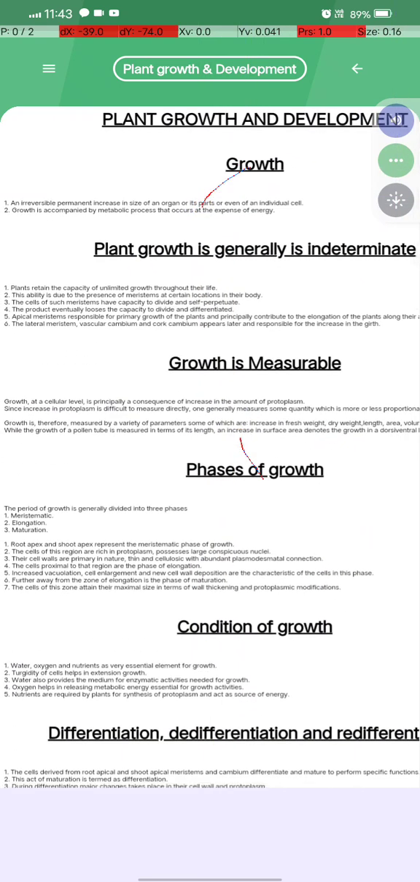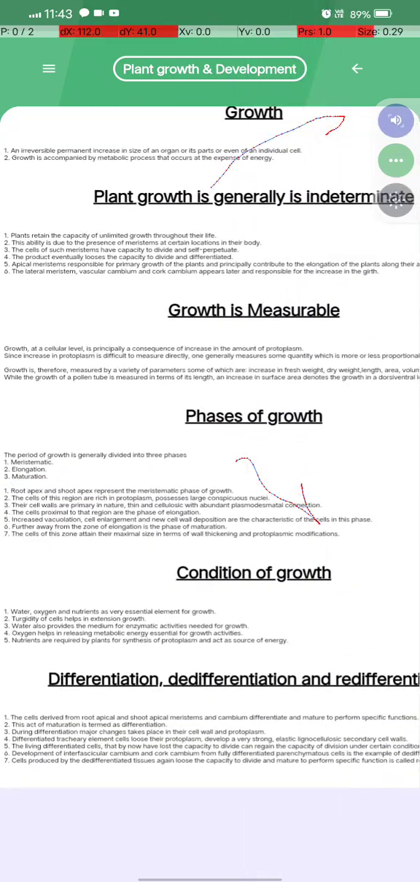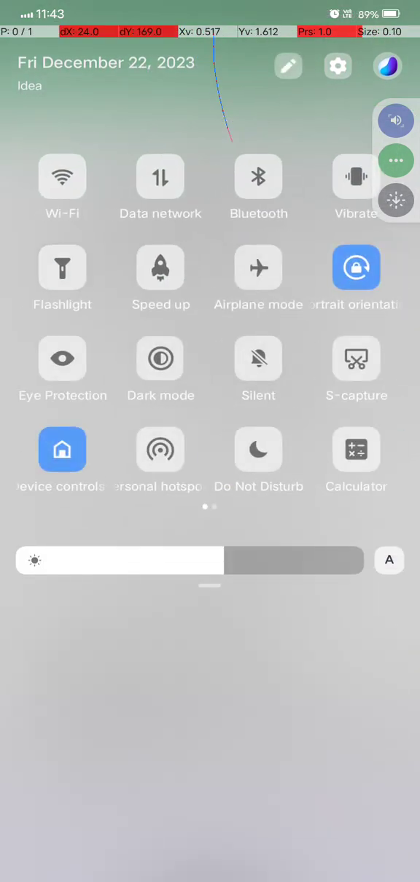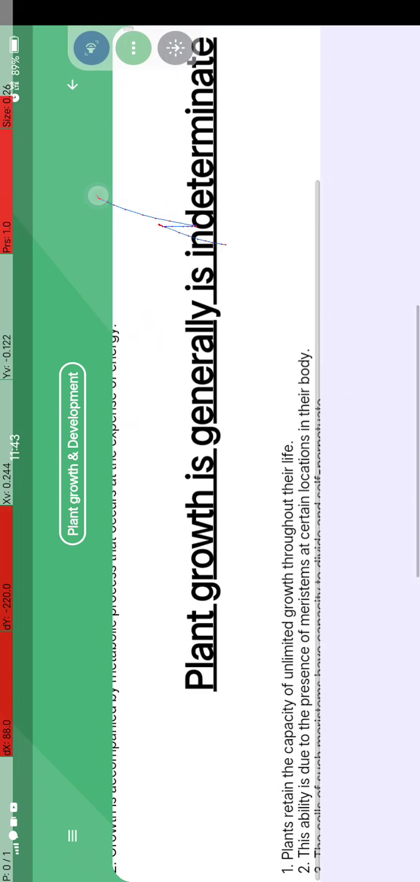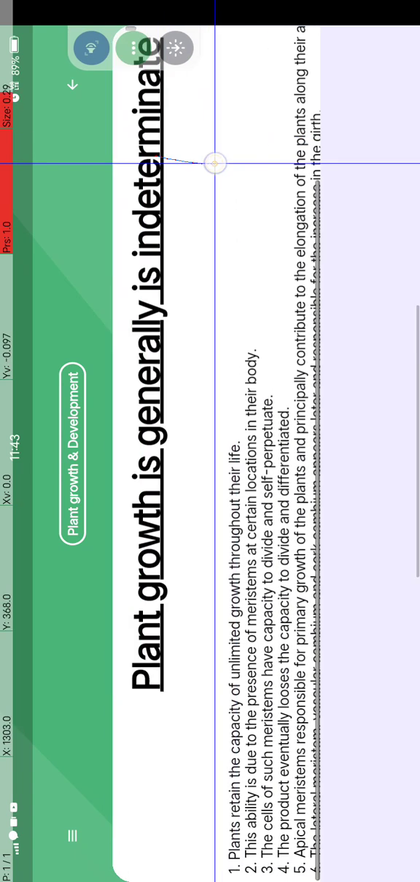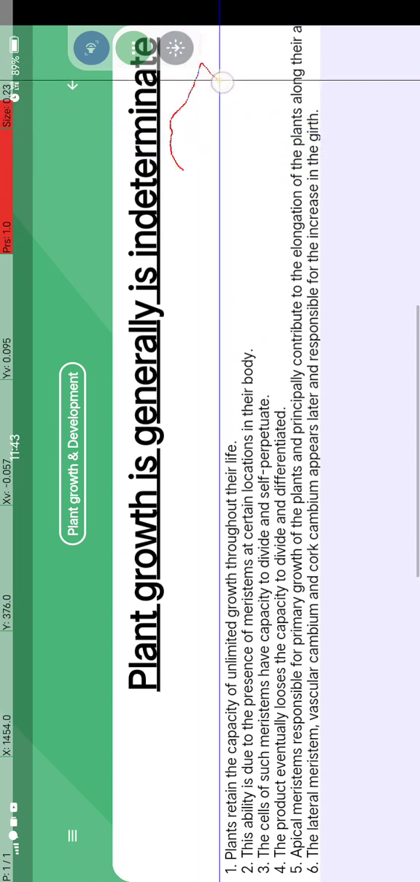उसके बाद हमारा growth is generally indeterminate कैसे होता है, देखो सीधा सीधा कहा जाए तो, just wait for a second, इसको थोड़ा सा छोटा है, clear दिख रहा होगा, अब ये clear दिखे, okay. Now it's clear. The growth is generally indeterminate.